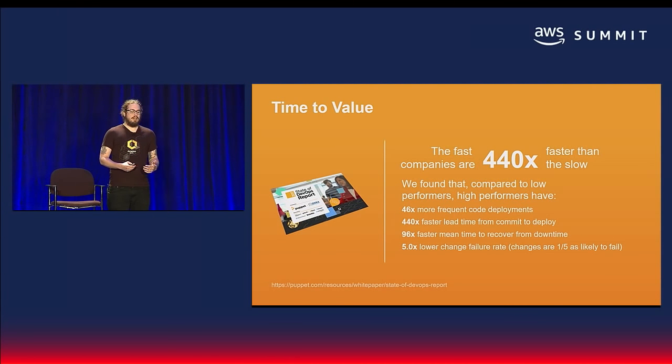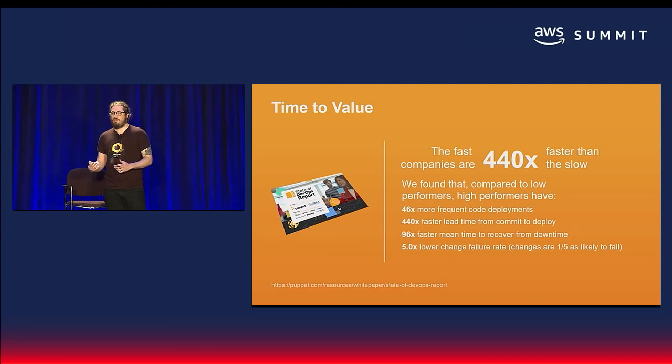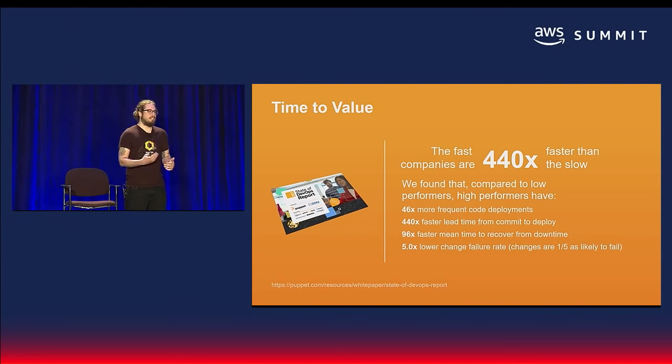Fast companies, when they have downtime, when something has gone wrong with their system, they're 96 times faster to bring that system back up and back online for their customers. And then this is also a very important rate. They have a 5 times lower change failure rate. So whenever they make a change to the system to add a new feature, revise a feature, or update something, their changes are 1/5 as likely to fail and bring things down for their customers.